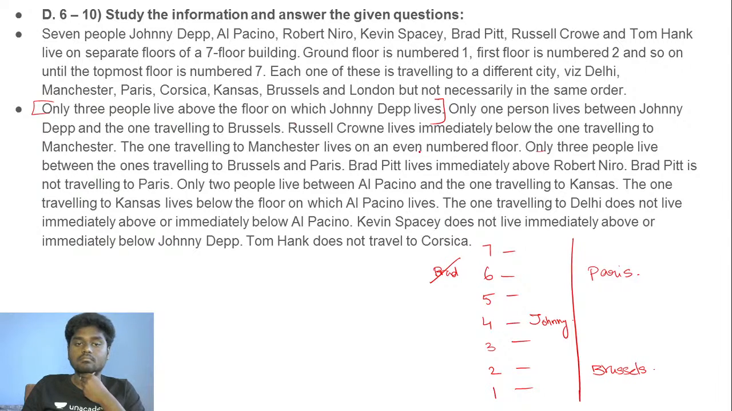Okay. And only 2 people live between Al Pacino and the one who's traveling to Kansas. The one traveling to Kansas lives below the floor on which Al Pacino lives. So definitely Al Pacino comes at the top. With that, you have a 2-people gap, and the third one should be the person traveling to Kansas. Okay. And then the next, the one traveling to Delhi does not live immediately above or immediately below Al Pacino.